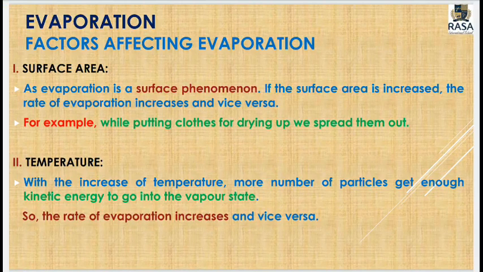Now the second factor which affects the rate of evaporation is temperature. When there is an increase in temperature, more particles get enough kinetic energy to go into the vapor state. Means जब kinetic energy बढ़ेगी, कब बढ़ेगी? When the temperature rises. So when the temperature increases, the kinetic energy of the particles increases, so they are able to get free and become vapor of that particular substance. And vice versa, the rate of evaporation increases with the increase in temperature and decreases with the decrease in temperature. This is very important.